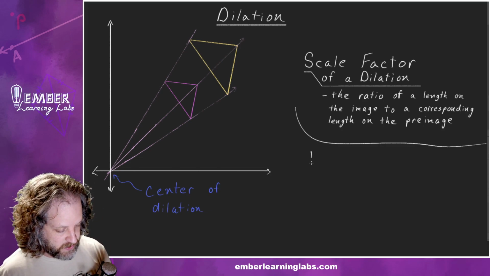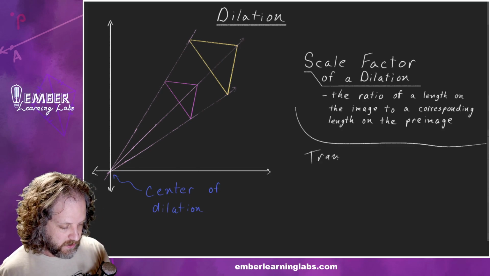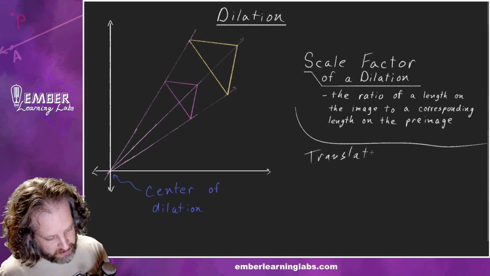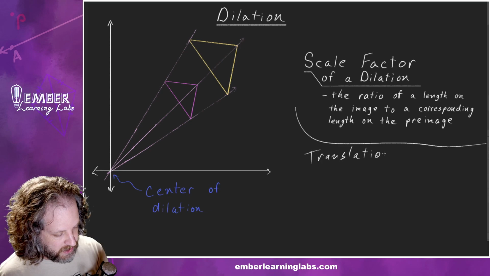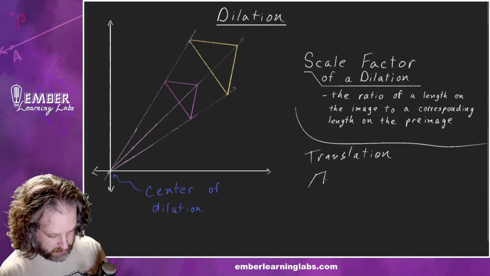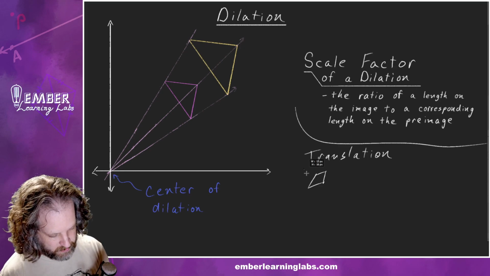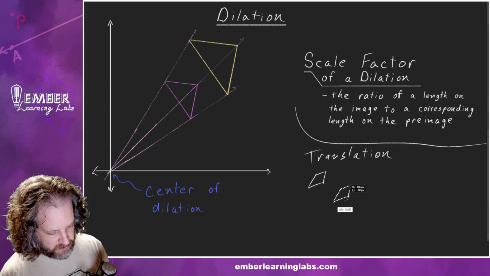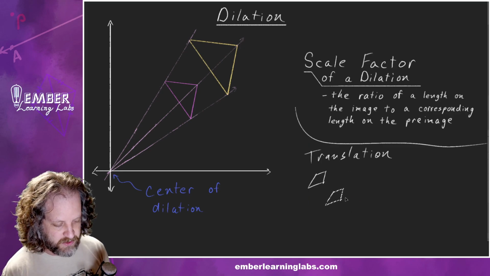You can have a translation, which is where you're moving the object. So like we take and translate this shape over. I bet we can go like that. And so you're moving stuff from one place to the other. So this would be a translation, right?